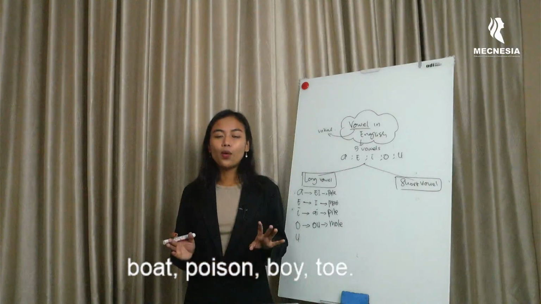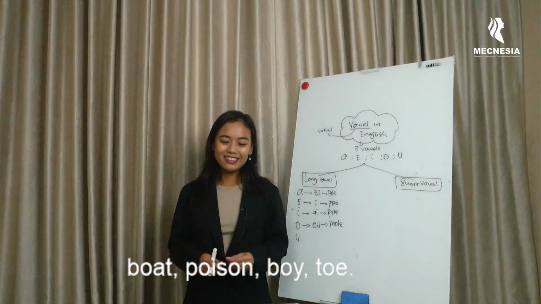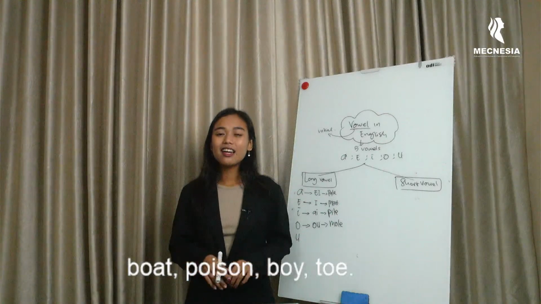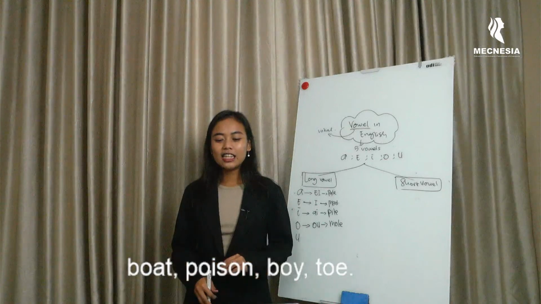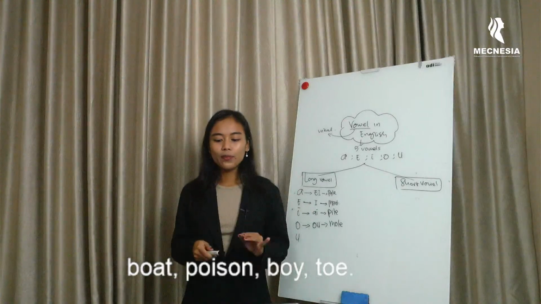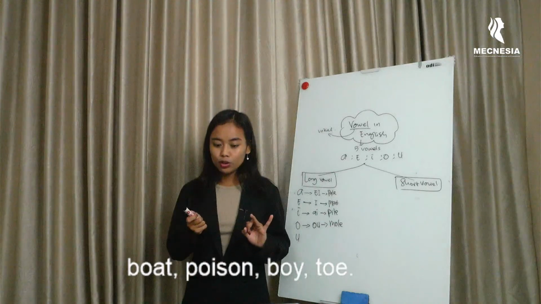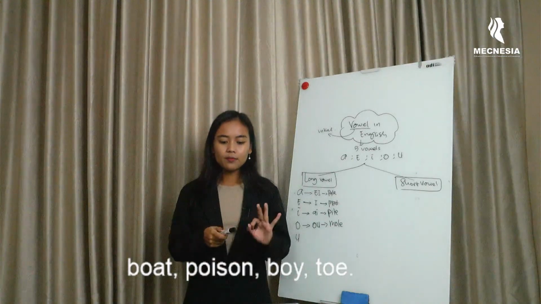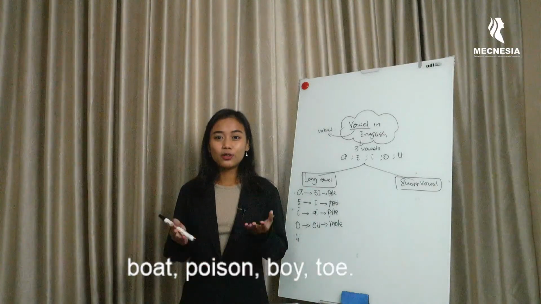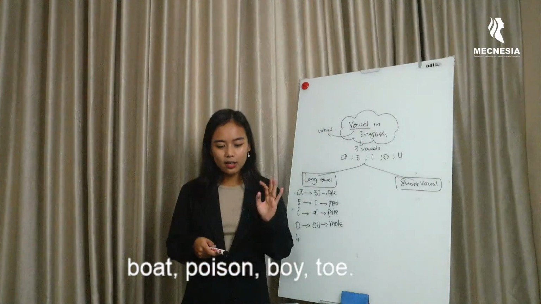And next, boy. Boy. The last, toe. Toe. Let's try it. Toe. Oke, jadi kita punya boat, poison, boy, toe. Boat itu artinya sampan. Poison, racun. Boy, anak laki-laki. Toe, ibu jari, khususnya untuk kaki. So, we have boat, poison, boy, toe.